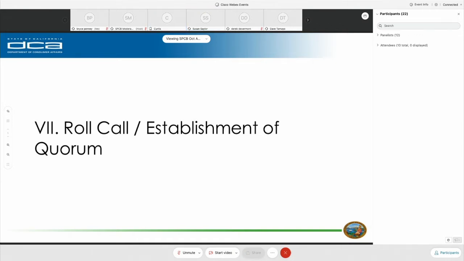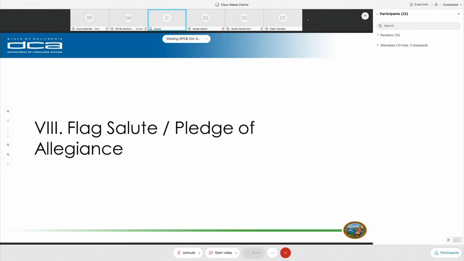Okay, great. Everyone, I have a flag. If we can please stand and repeat after me the flag salute. Place your hand over your heart. I pledge allegiance to the flag of the United States of America and to the republic for which it stands, one nation, under God, indivisible, with liberty and justice for all.